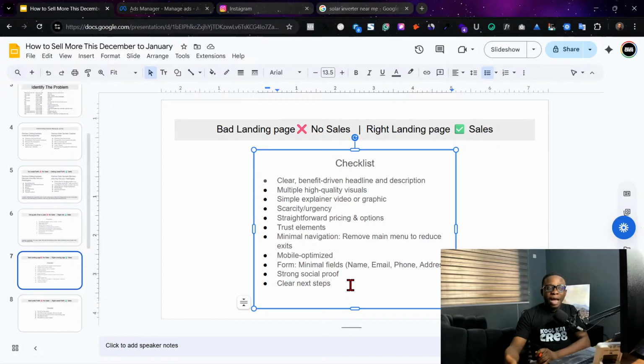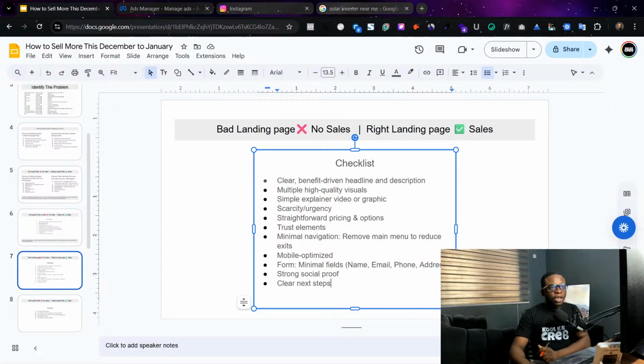Then when the person purchases from you, there needs to be a clear next step. What does this person need to do? I've purchased from you, delivery is in 2 days, or even before the person purchases, delivery is in 4 days. If it's a service-based business, once you fill in this information, they're going to book you on a call, something like that. Very, very important.